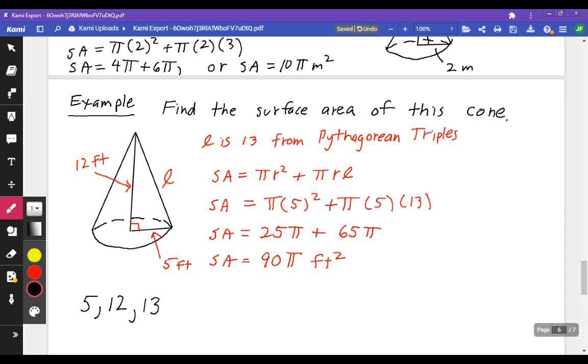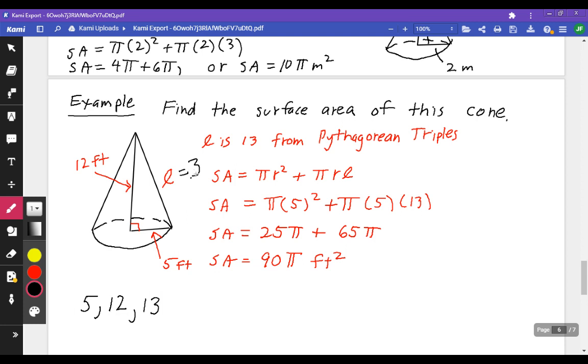But 5 squared plus 12 squared equals 13 squared. So 13 is that L, that slant height, that we're going to be able to use for our formula for area of that cone. So surface area is pi r squared. We know the radius is 5, so pi times 5 squared plus pi times radius times slant height. And again, radius is 5. We just found slant height to be 13.